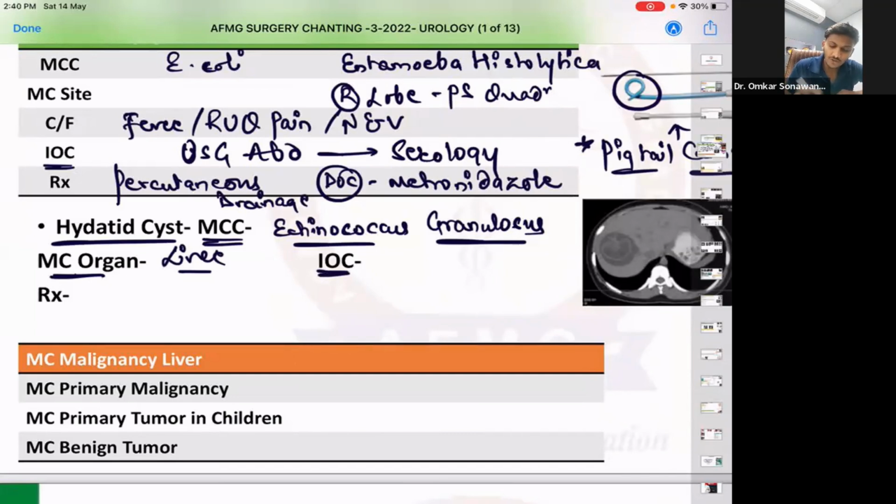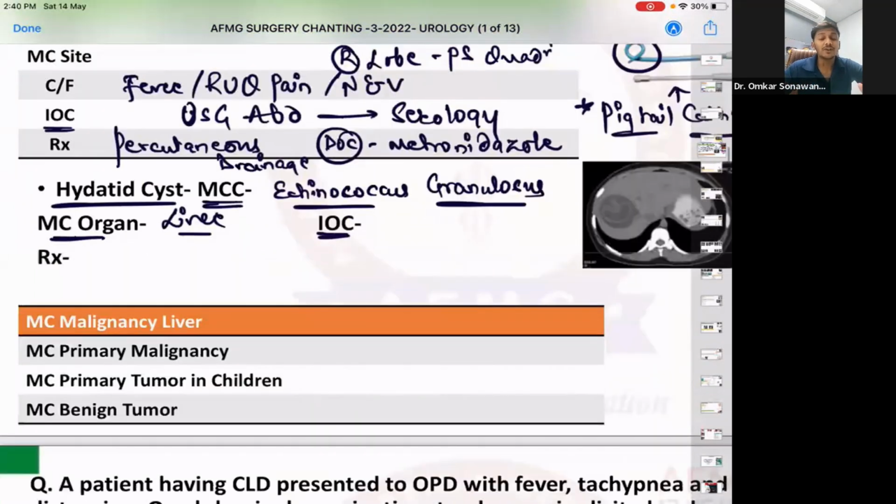What is the investigation of choice? Here also, the first line investigation would definitely be an ultrasound. But to confirm the diagnosis, we need to do a CECT abdomen. So the investigation of choice would be a CECT. We will not do ERCP.